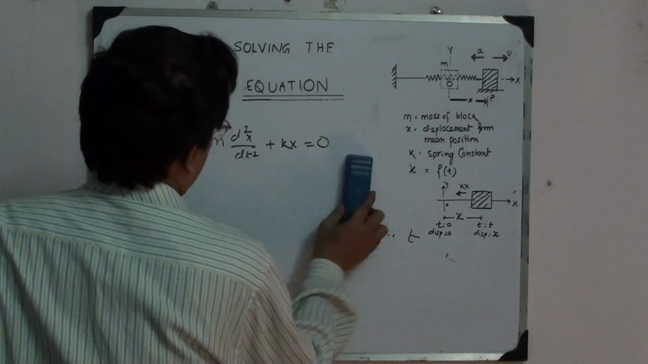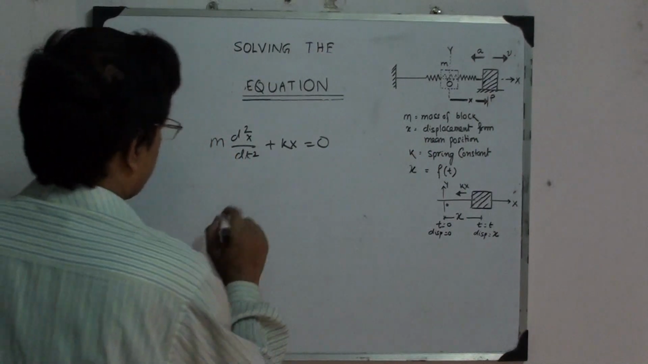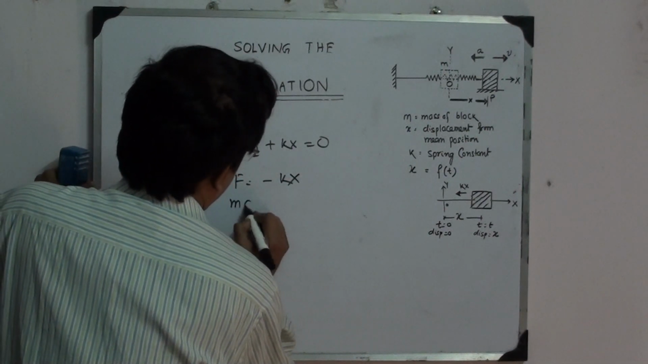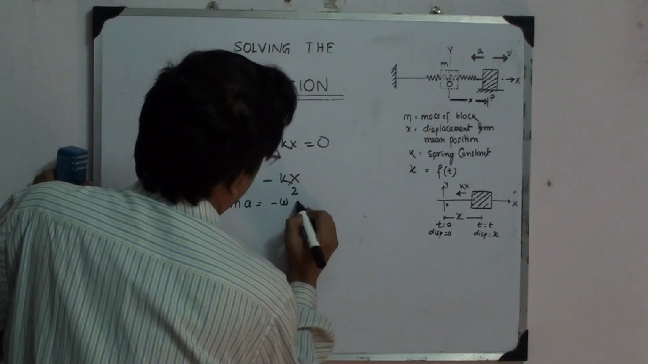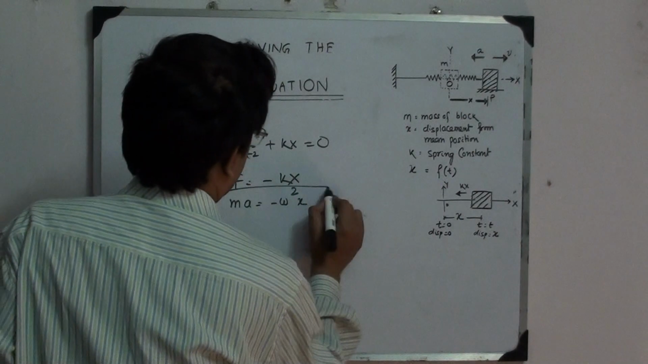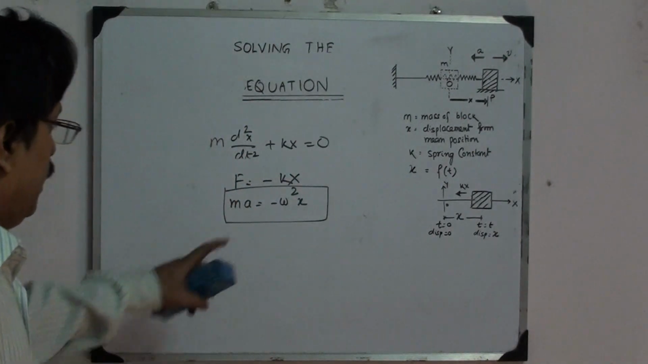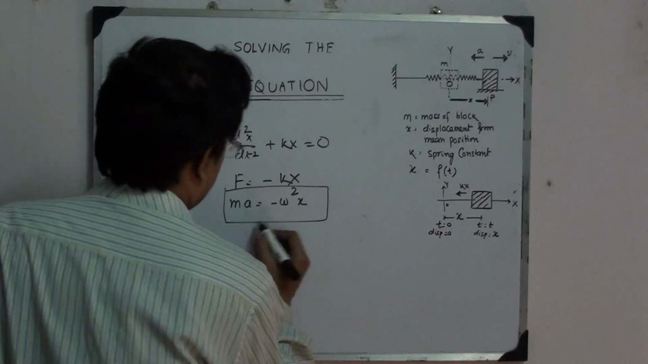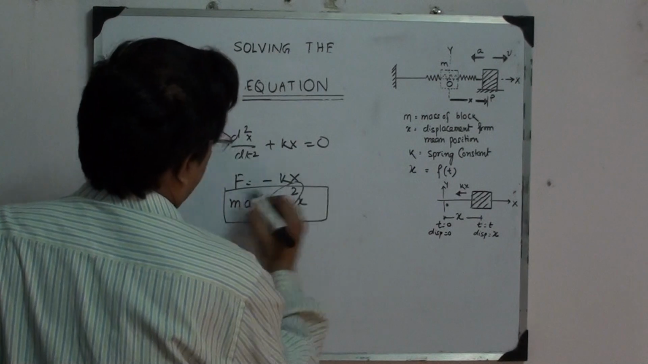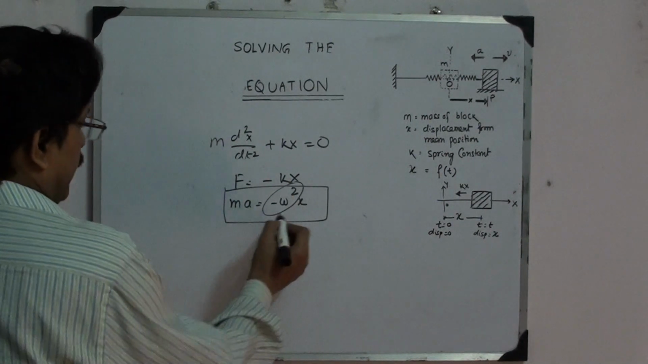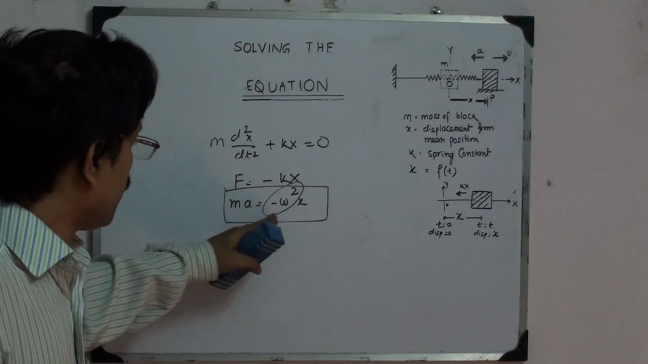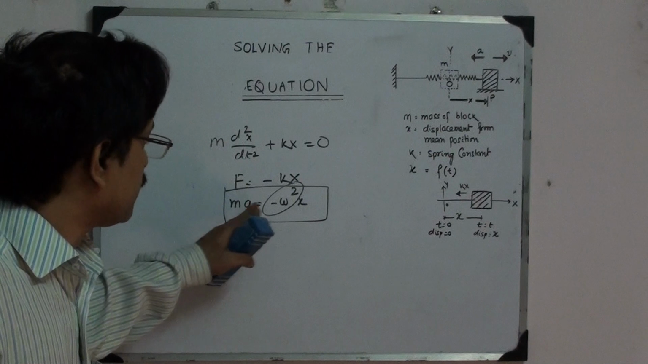So we write here the final equation F is equal to minus kx. We can now write ma is equal to minus omega square x. And you can see that this term omega square is an important term here, because this is the term which defines the relation between acceleration and displacement.